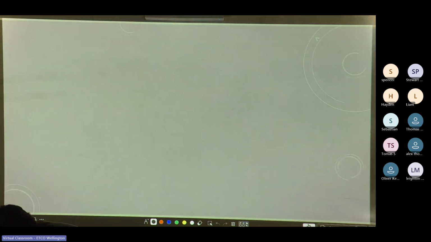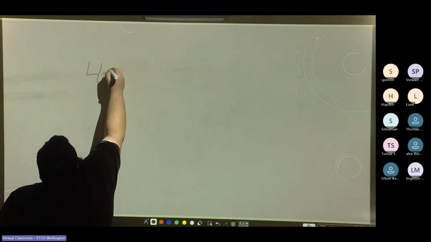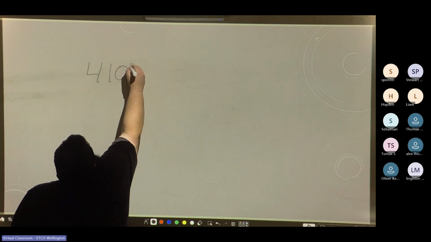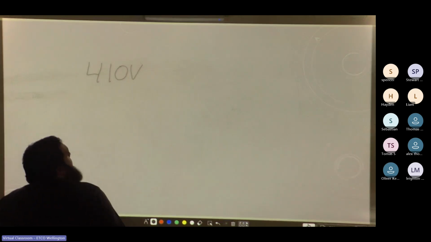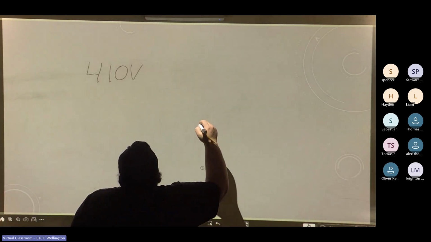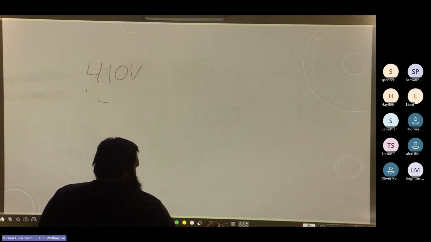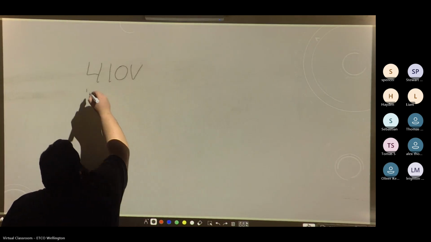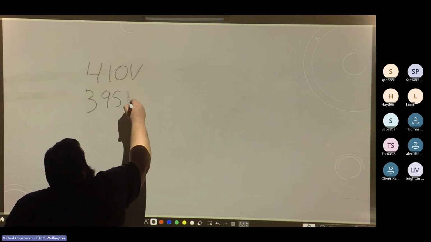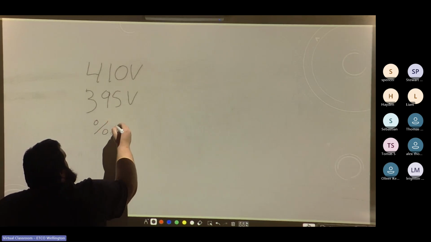Cool. So we have a 410 volt supply. We are not allowed to drop the voltage in the installation to less than 395 volts. What is our percentage regulation that we are allowed?